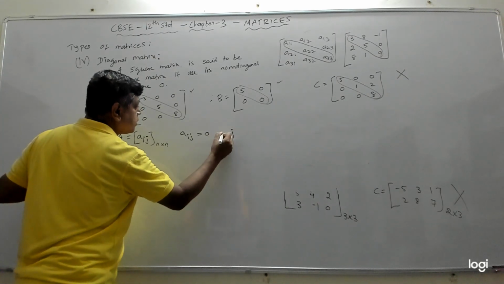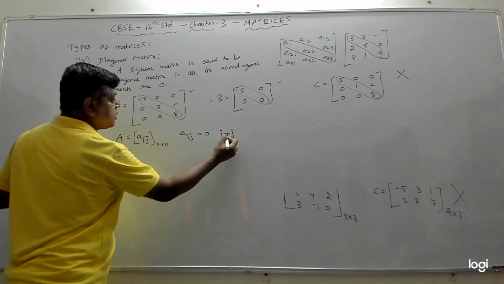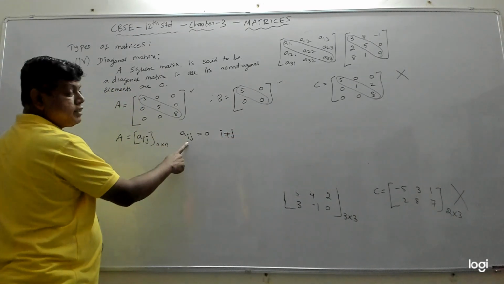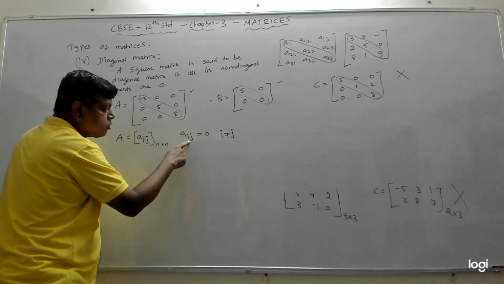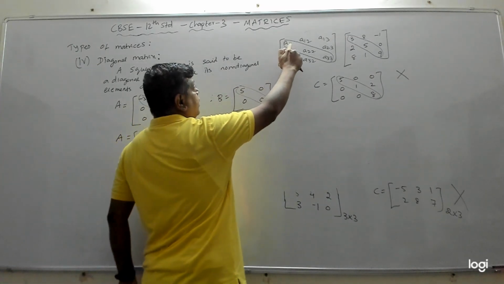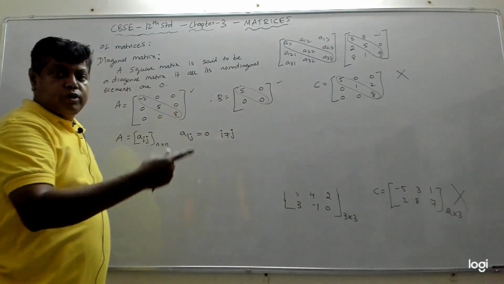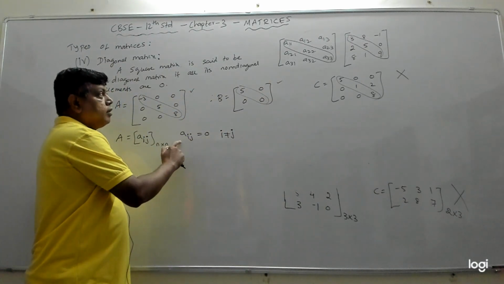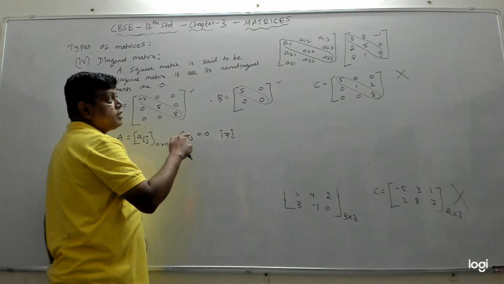What is the meaning of this? Whenever i is not equal to j, Aij represents all the non-diagonal elements. All non-diagonal elements should be 0. How am I saying it is a non-diagonal element? Because i is not equal to j. For diagonal elements, i will be equal to j: 1 1, 2 2, 3 3. Whenever i is equal to j in Aij, so here if you take A11, i is 1, j is 1.